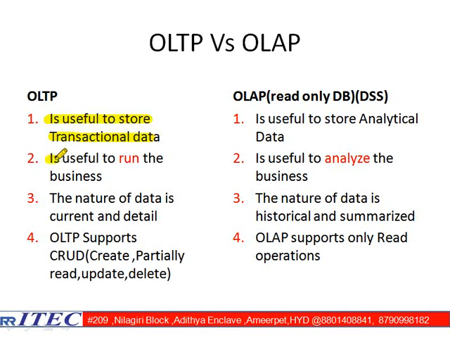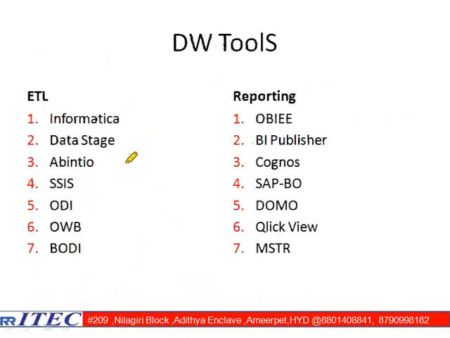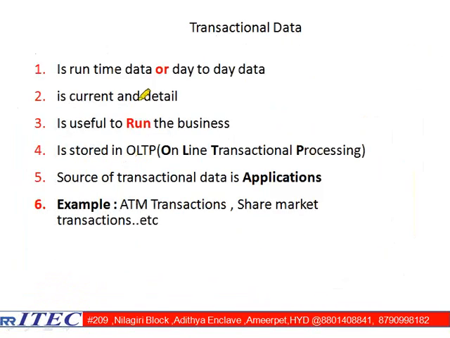The second one is that it is useful to run the business. Now, the third one is that the nature of data is current and detailed. I hope these three points I already covered yesterday, when I was discussing transactional data and the current and detailed data. It is useful to run our business, and transactional data we store in one database that is known as the OLTP database.